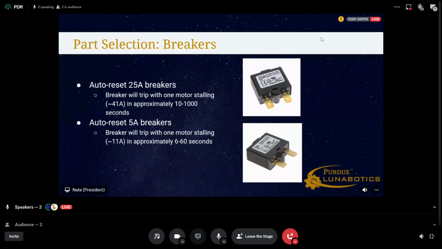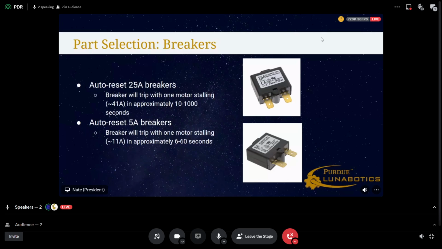For the second one, that's going to be the Drivetrain reset breaker, and it's auto reset as well. With one motor stalling, it's going to have an output of 11 amps, and it's going to break in approximately 6 to 60 seconds. The reason the range is so big is because it's based off temperature. The graph is a big curve, and it has a big space between each of the temperatures. So it's very unlikely for it to actually take 1,000 seconds. So yeah, those are the breakers.